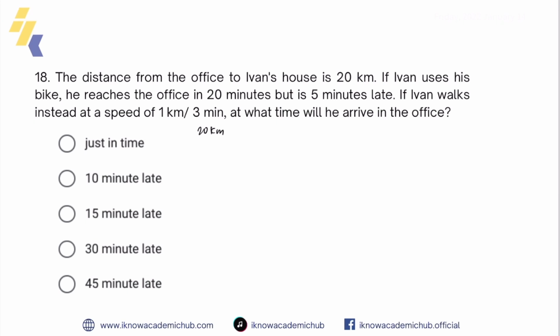20 kilometers and yung speed niya if he walks ay 1 kilometer per 3 minutes. So we have here 3 minutes over 1 kilometer, so we have here 60 minutes. He will spend 60 minutes walking. While if he rides a bike, I'll write here bike, he will spend only 20 minutes. But that's gonna be 5 minutes late.